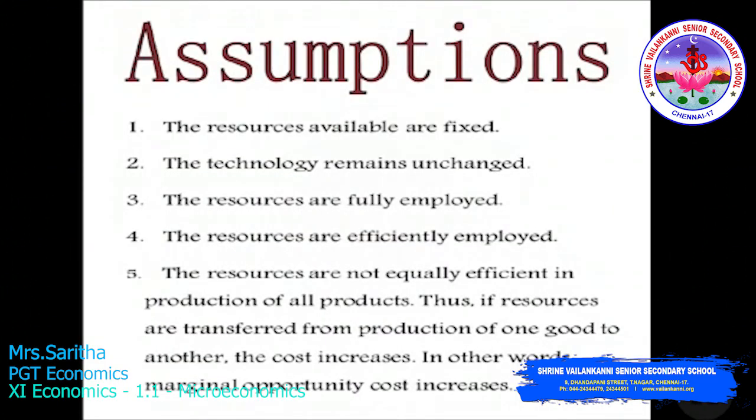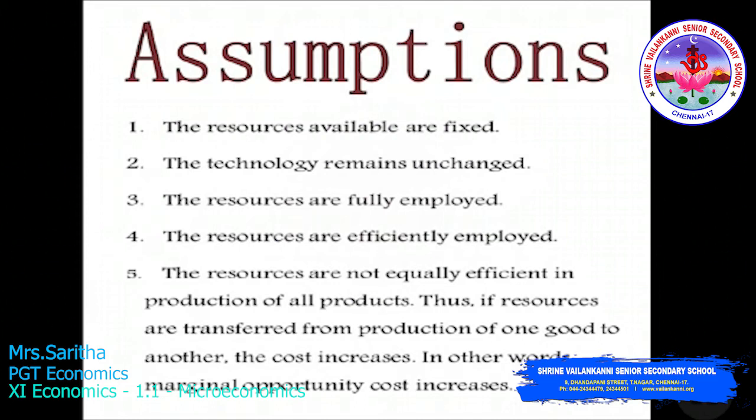Let's see with the assumptions. The resources available are fixed. The technology remains unchanged. The resources are fully employed. The resources are efficiently employed. The resources are not equally efficient in the production of all products. Thus, if resources are transferred from the production of one good to another, the cost increases. In other words, the marginal opportunity cost increases.